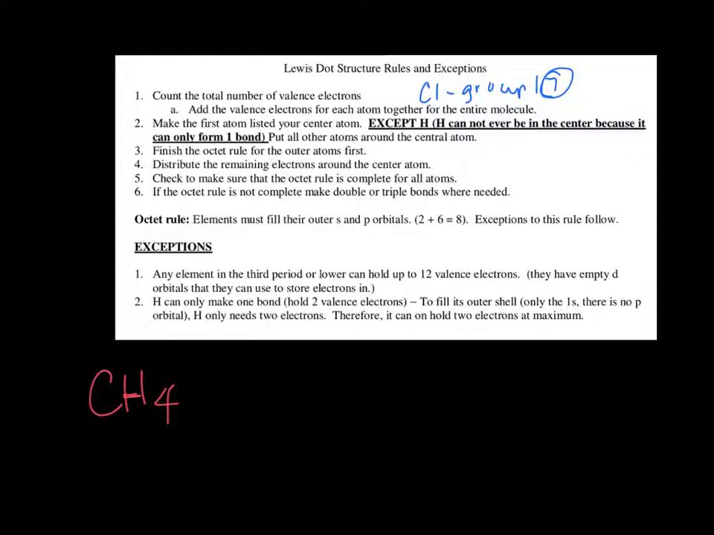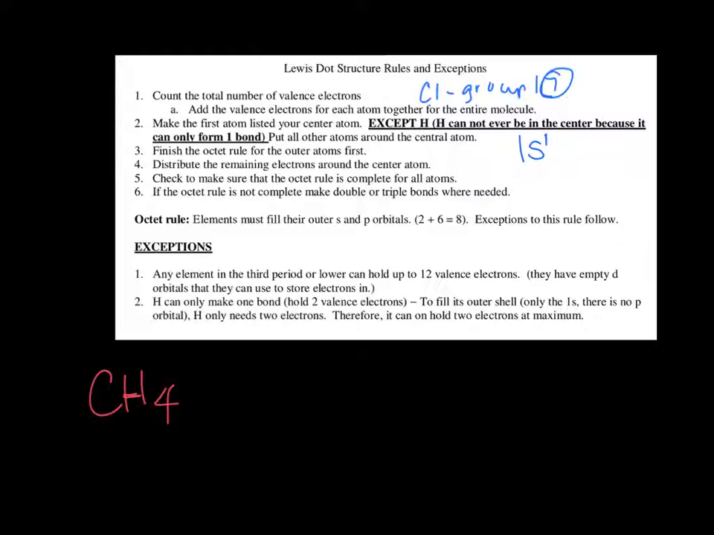All right, and then next, rule 2, make the first atom listed your center atom. All of the Lewis structures that we're going to draw starting out are only going to have one central atom. The only thing that cannot be a central atom is hydrogen, because hydrogen's electron configuration is just 1s1. And so there's no p orbital in the first energy level, so it could never hold more than 2 electrons anyways.